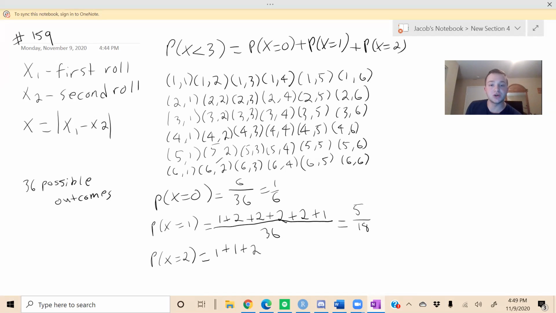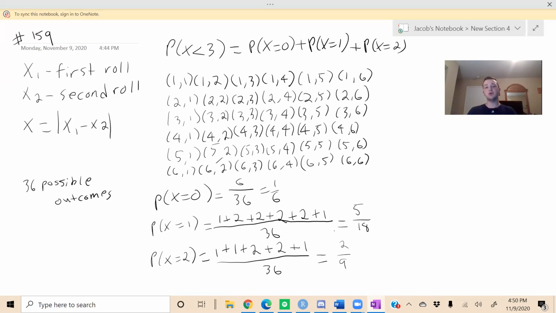If you roll a 4 first, there are 2 ways. You roll a 2 next or a 6 next, so that's another 2 possible ways. And then lastly, if you roll a 6 first, the only way to do that is if you roll a 4. So it's just 1. This is all over 36. So this equals the fraction 2/9.